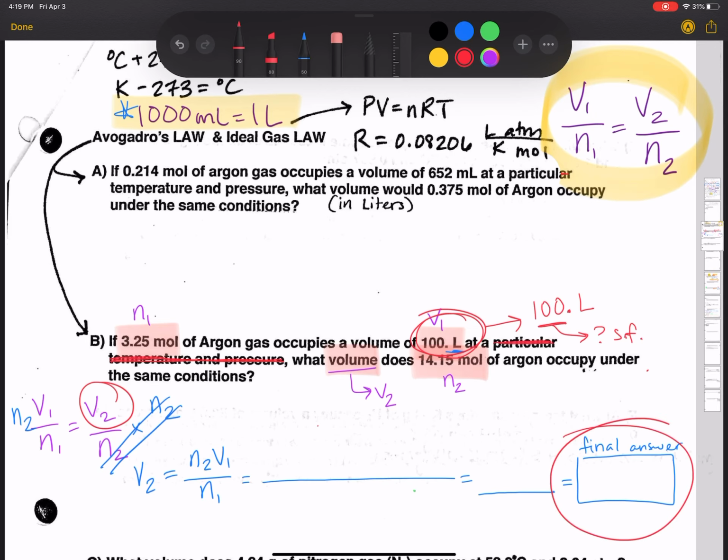All you need to do to submit this assignment is take a picture of this part of the page. It should show both A and B, and make sure all your work is shown for part B, your calculation, your final answer. Those need to be boxed or circled for both A and B. And then just submit this assignment on Schoology.